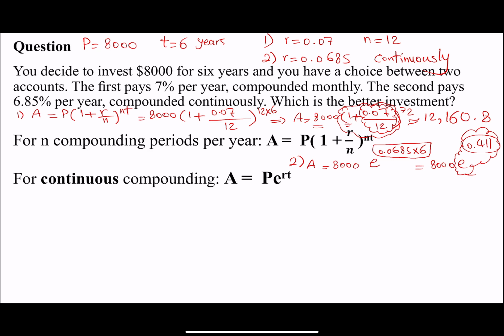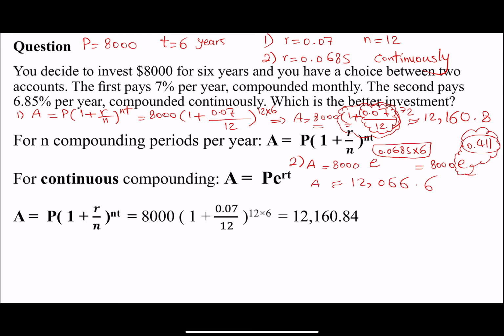E to that power, the result, you multiply the result by 8,000. Well, here I get something around $12,066.6. Here we go. Here's the first option. It gives you around $12,161, and second option gives you around $12,067. Which one is better?